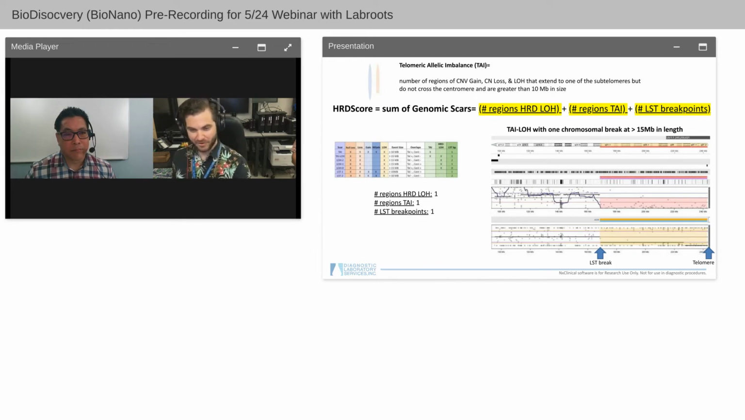Now, we also finally do see that in order for that to have happened, you needed the state change, of course. That is the LST break. That's also present at the point where the copy number track shows that there is a loss of content. So in total, this sums up 3 points towards the total genomic instability score.